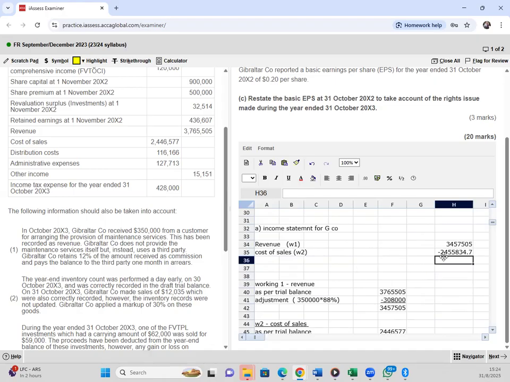Then let's move on. Just trying to figure out where I can remove the decimals there. It's okay. I'll check that later. Let's move on.